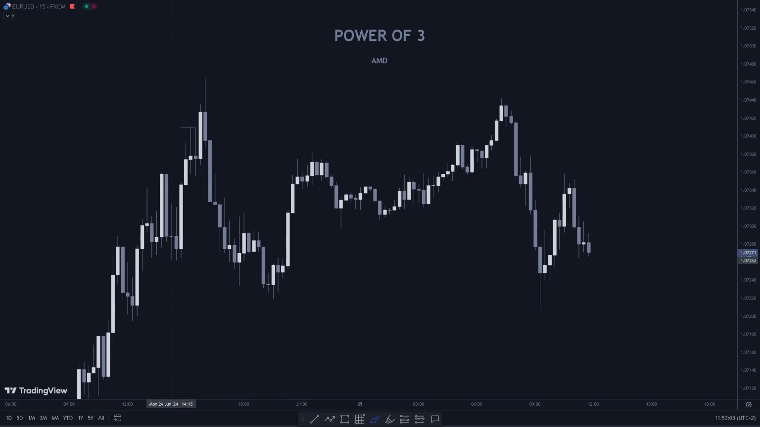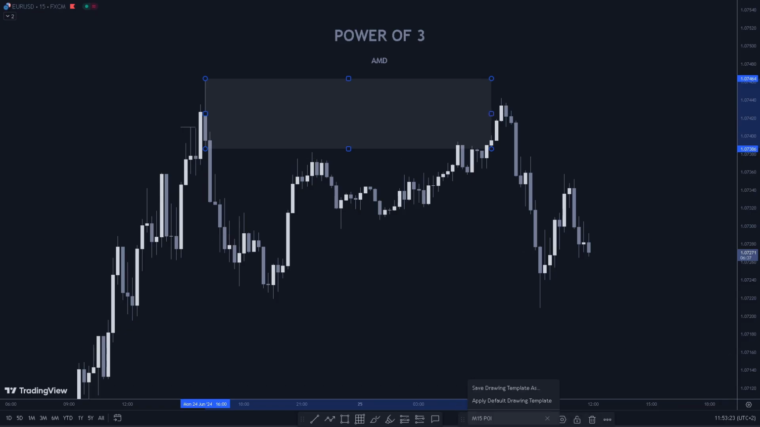So we made the break of structure right here and right here of these lows, and what we have right now is this fair value gap, and this beautiful supply zone. It's an M15 POI. Okay, so why is this supply zone valid? Because it makes this move to the downside.